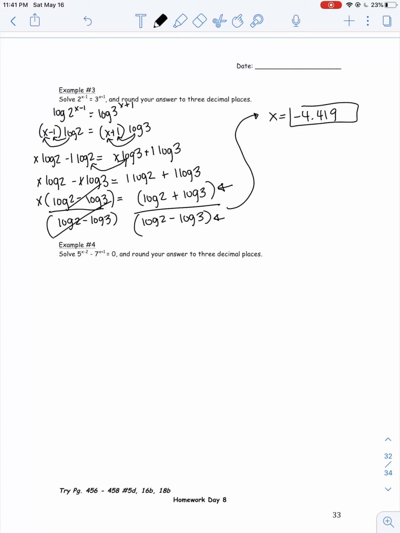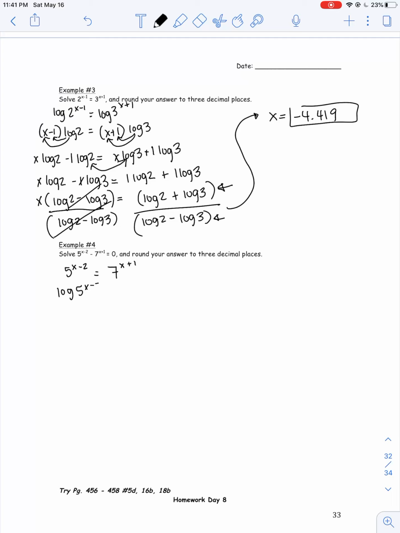In your next example, similar idea. The only change that you want to do here is you want to make sure that you have a single base on each side. You don't want to have them both being on the same side. So you want to move that negative 7 to the power of x plus 1 to the other side, and that becomes then positive 7 to the power of x plus 1. So only the bases change signs, not the coefficient in front. So you separate the bases.